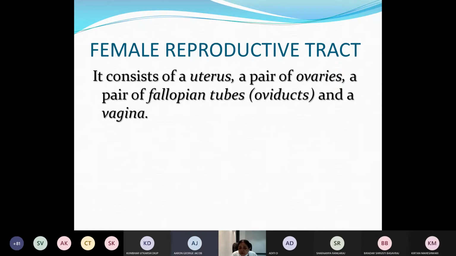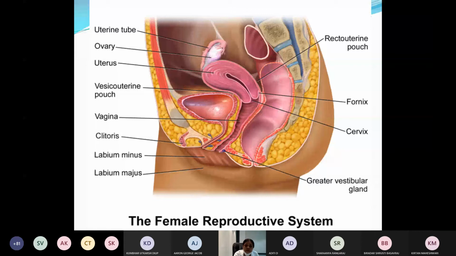It consists of a uterus, a pair of ovaries, a pair of fallopian tubes, and a vagina. So this is diagrammatically showing a female reproductive system.